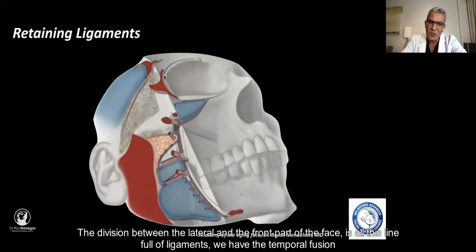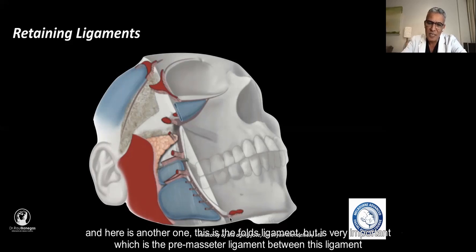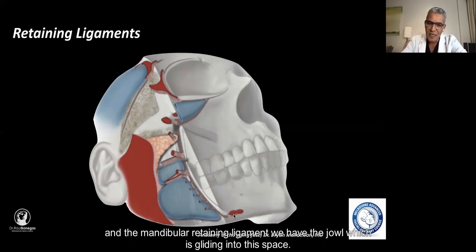We have the temporal fusion, the orbital retaining ligaments, the zygomatic ligament, and these are minor ligaments up to the mandibular retaining ligament. And here is another one. This is a false ligament, but it's very important, which is the premasseter ligament. Between the premasseter ligament and the mandibular retaining ligament, we have the jowl, which is gliding into this space.